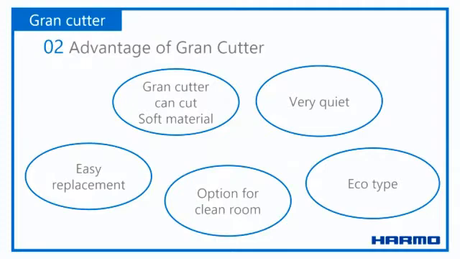Gran Cutter is quite easy to replace. The cutter is a cartridge, so you can change it easily. It is optional, but it can be suitable for a clean room. An Eco-type is available to save energy by stopping the operation when the spool and runner are not inside. For more details, please contact us.